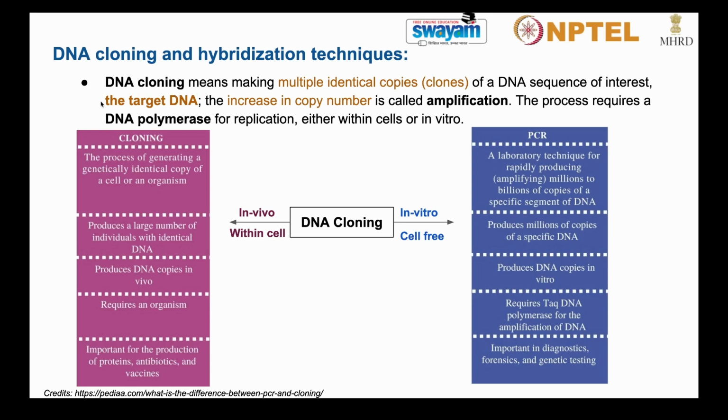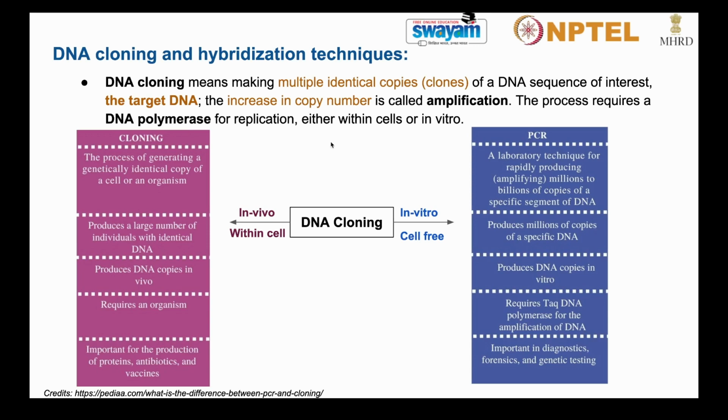And when we perform this cloning, we don't go for cloning the entire DNA sequence, but we only clone a particular sequence of interest, which is also known as the target DNA. And when we increase the copy number, that means increase the number of identical copies, that process is known as amplification. For this process, there are different things that are required. One such thing is DNA polymerase, which is required for replication. Replication is the process where one DNA makes its identical copy inside the cell. So for that, polymerase is required for the replication process.